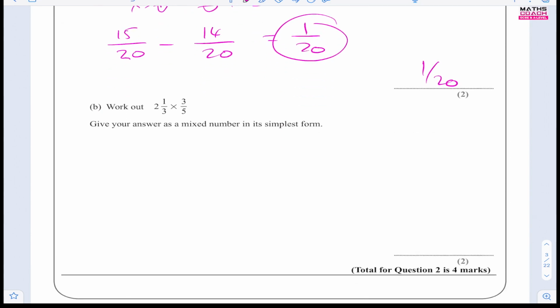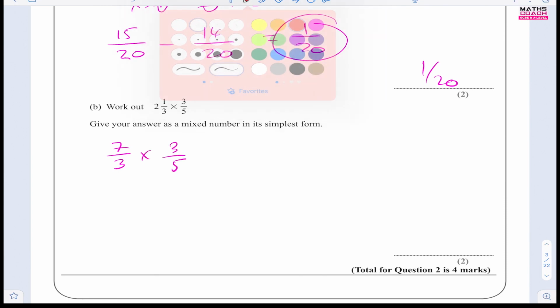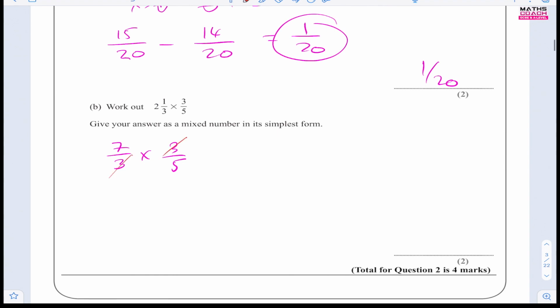Question 2, work out 1 and 1 over 3 times 3 over 5. We'll convert the 1 and 1 over 3 into a top heavy fraction. So 2 times 3, which is 6, plus the 1, which is 7. So 7 over 3 times 3 over 5. Now, we can multiply across or we can cancel down here. So we can get 1 out of that. So now we have 7 times 1, which is 7, and 1 times 5, which is 5. Now the question says, give your answer as a mixed number in its simplest form. So 5 goes into 7 once, and 2 over 5 is your leftover.